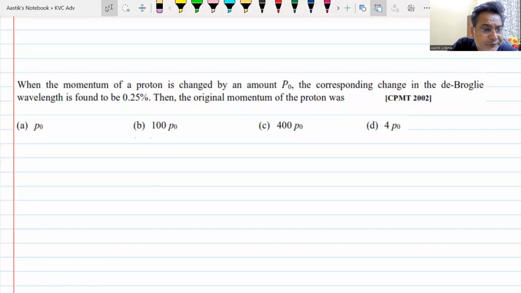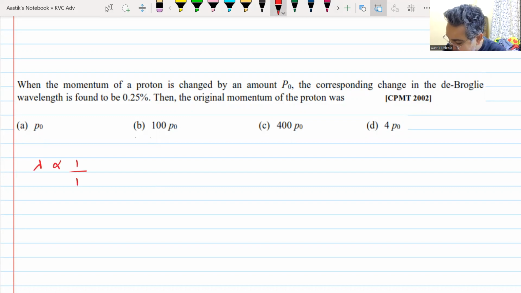So, how do we get this? Well, you know that lambda is inversely proportional to the momentum. Yes or no? Yes, sir. Now, lambda is inversely proportional to momentum. Just try to explain it to you. Or you can write lambda into p is a constant. Yes or no? Yes, sir.